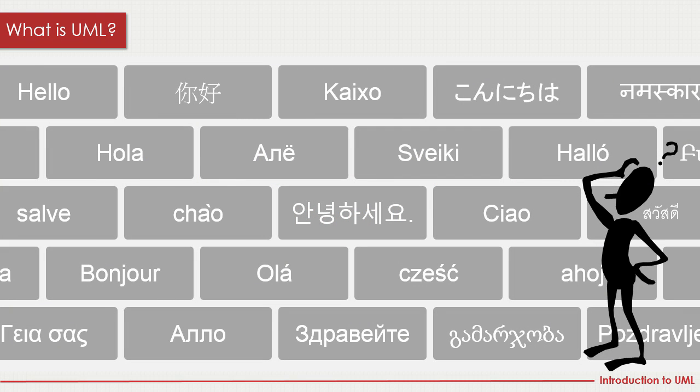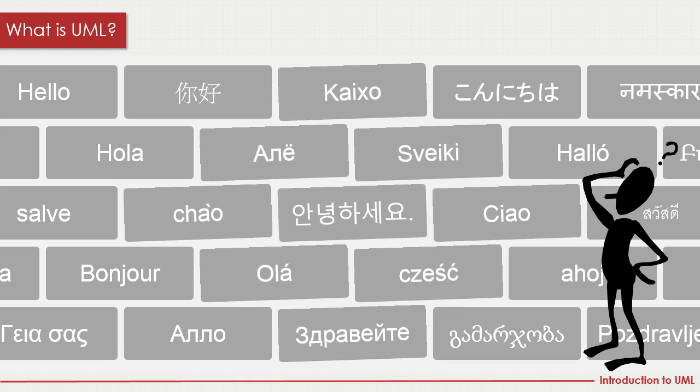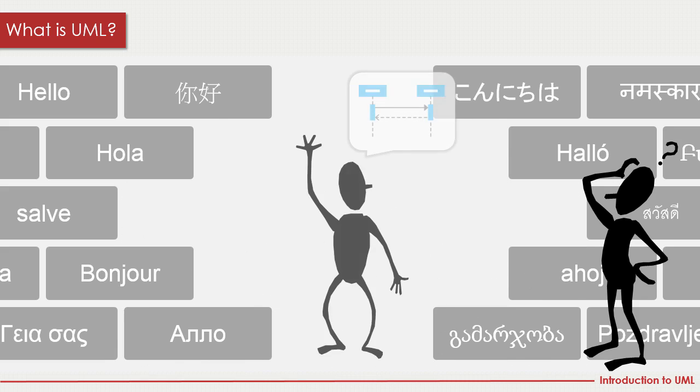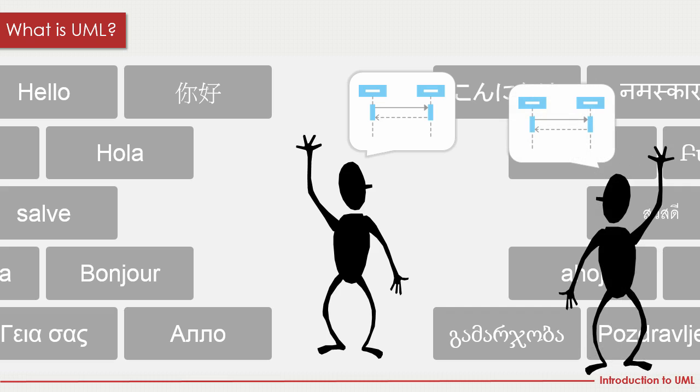First of all, what is UML? UML stands for Unified Modeling Language. It is a language just like the language we speak and write, which we use to send messages. The main difference is that UML is for modeling, especially for software system modeling. And the purpose of the language is the same. It's for communication. UML is for the software development team to have the same language to communicate.